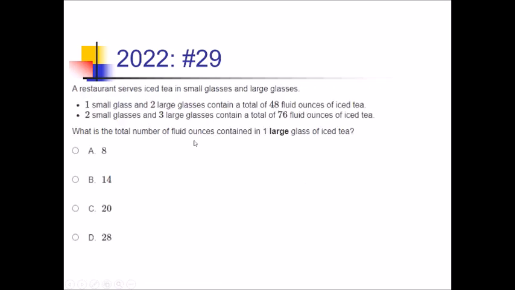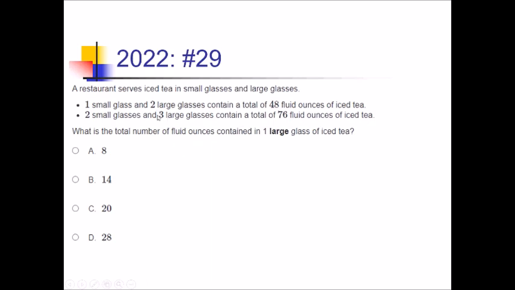On this problem, we have a restaurant serving iced tea in small and large glasses. We are told that 1 small glass and 2 large has 48 fluid ounces of tea, whereas 2 small and 3 large gives you 76 fluid ounces. We basically want to know the number of fluid ounces in 1 large glass. So this is a systems of equations type of problem. We have 2 different sets of information about really the same stuff.